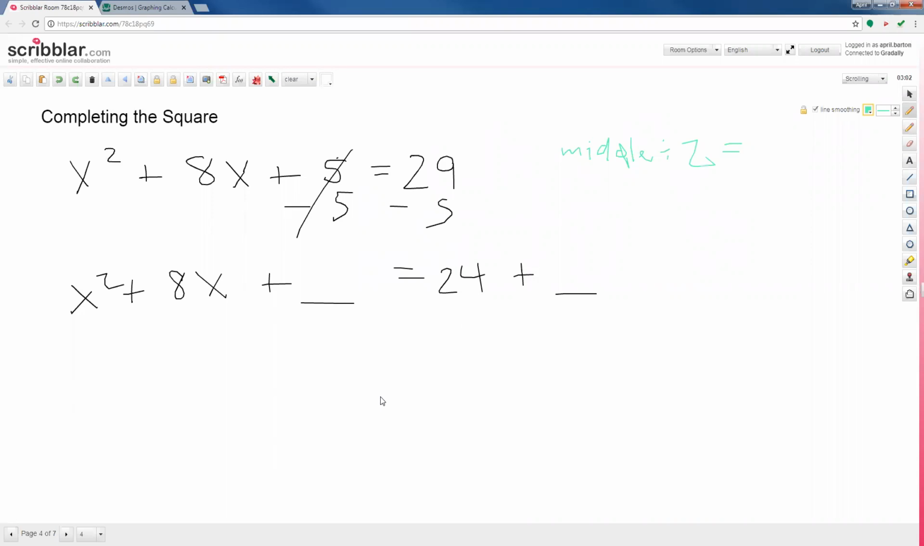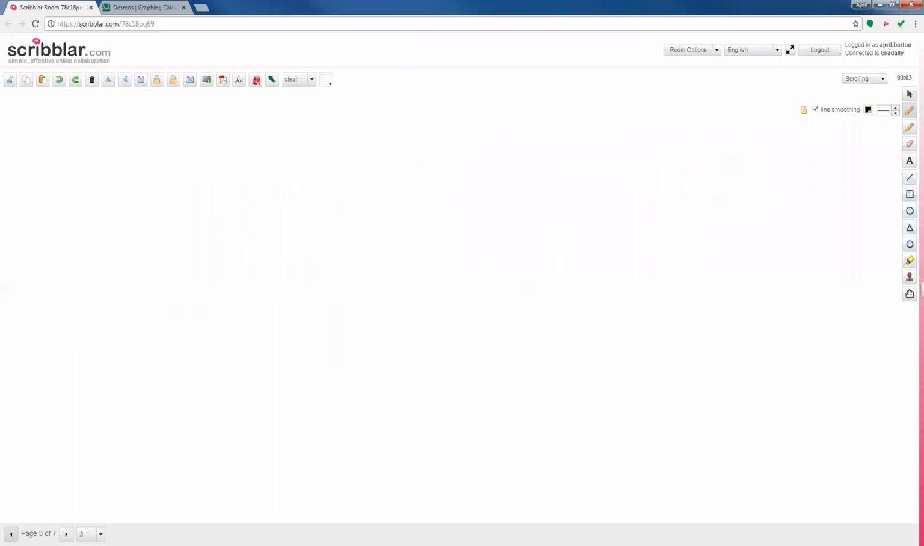Close, just the 16. We only take the coefficient. We don't worry about the variable. So 8 divided by 2 gave us the 4, and then 4 squared gave us the 16. So the other side, 24 plus 16, we can just combine together. Gives us 40.